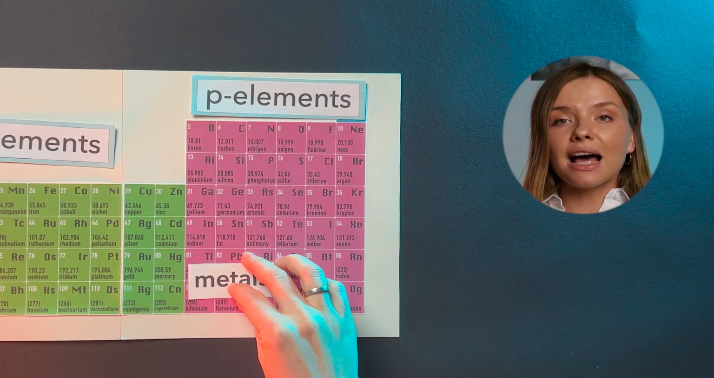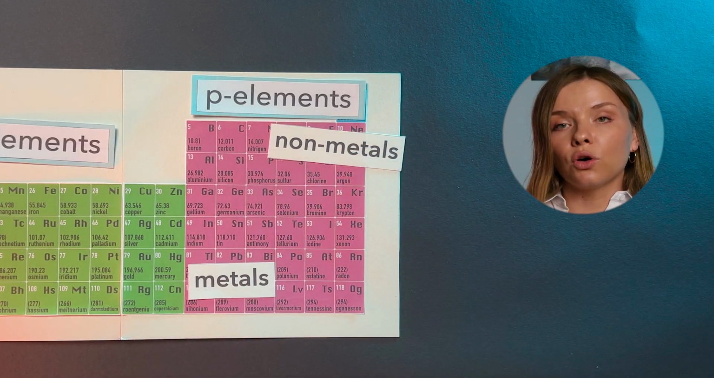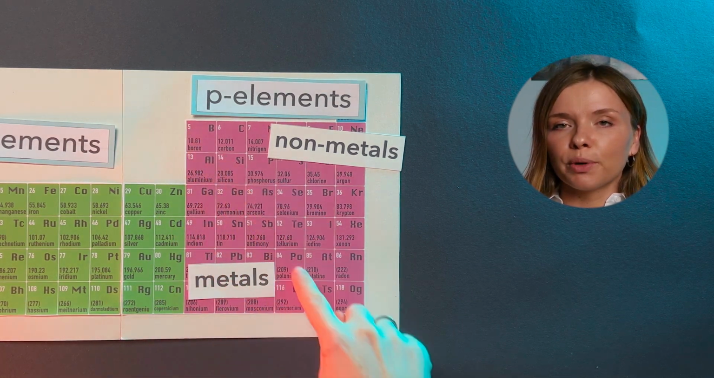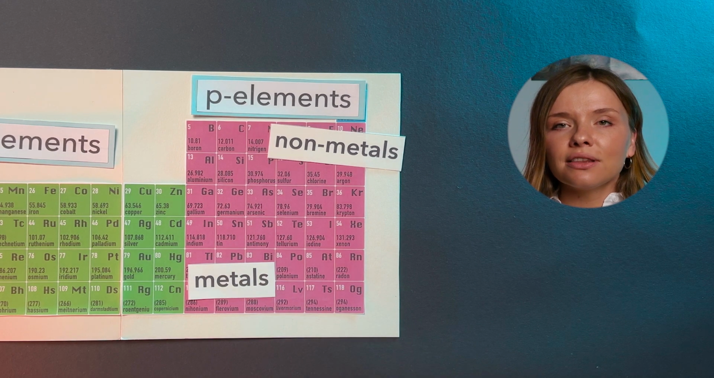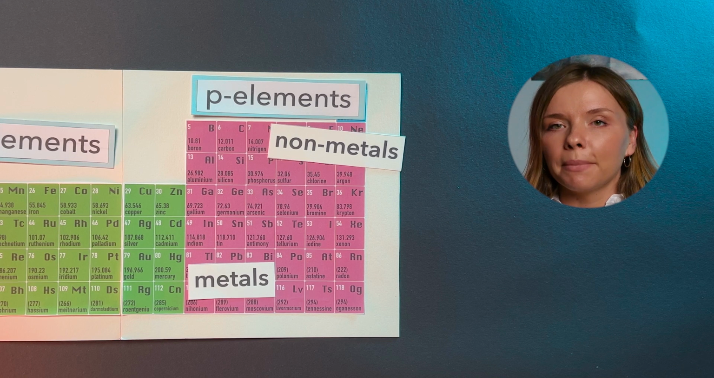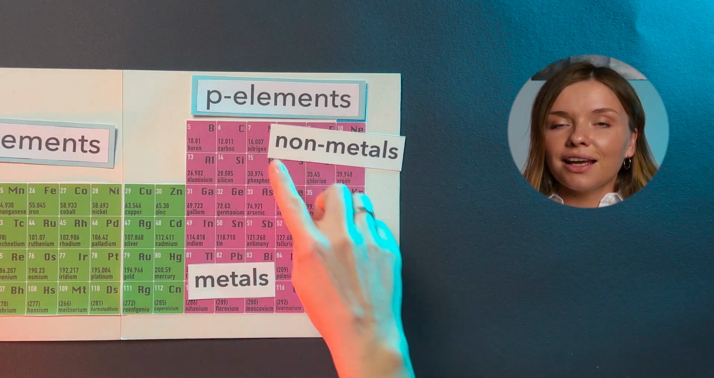Among the P block elements, there are both metals and non-metals. Metals are located in the lower left part of this block, while non-metals are in the upper right. If you draw a line from boron to polonium, non-metals will lie above this line, while metals will lie below. Elements along this line can exhibit both metallic and non-metallic properties. By the position of an element in the periodic table, we can learn a lot about its properties.